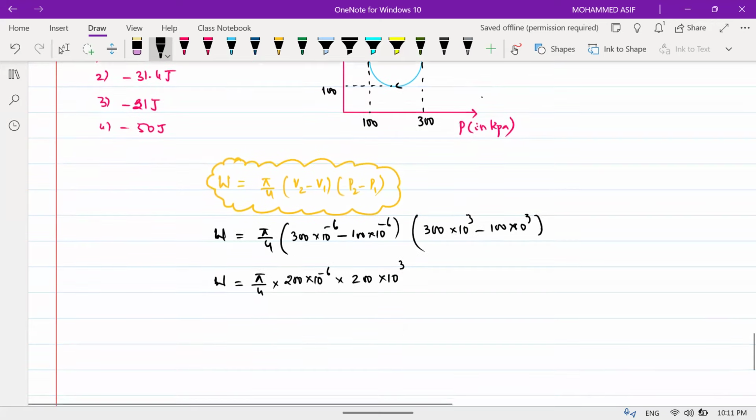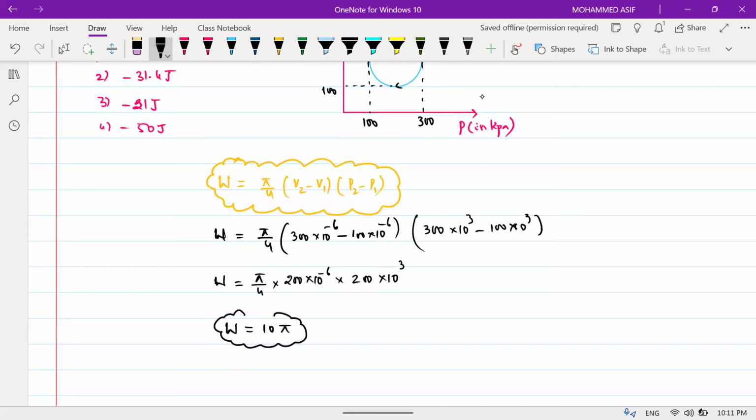Okay, so how much will it be? 10 pi. So work done will be equal to 10 times pi. So this is your answer. Do you know the value of pi? 3.14. The VP cycle is always, for me, clockwise.